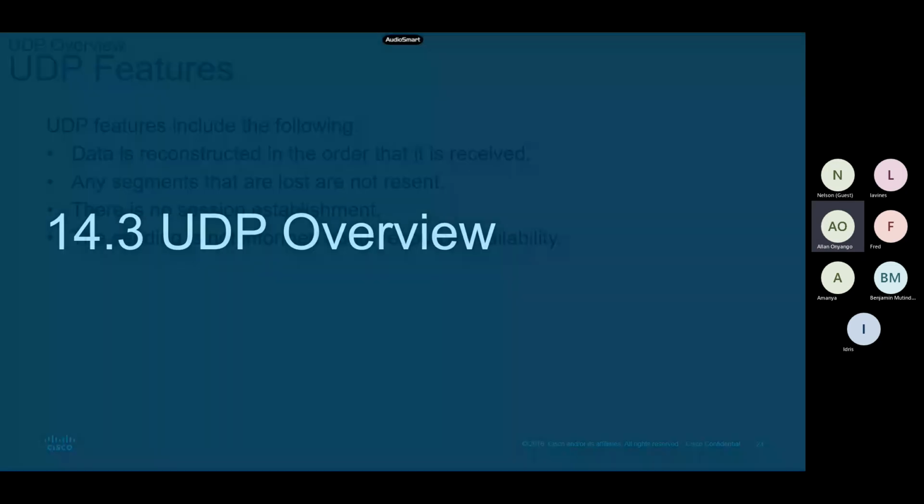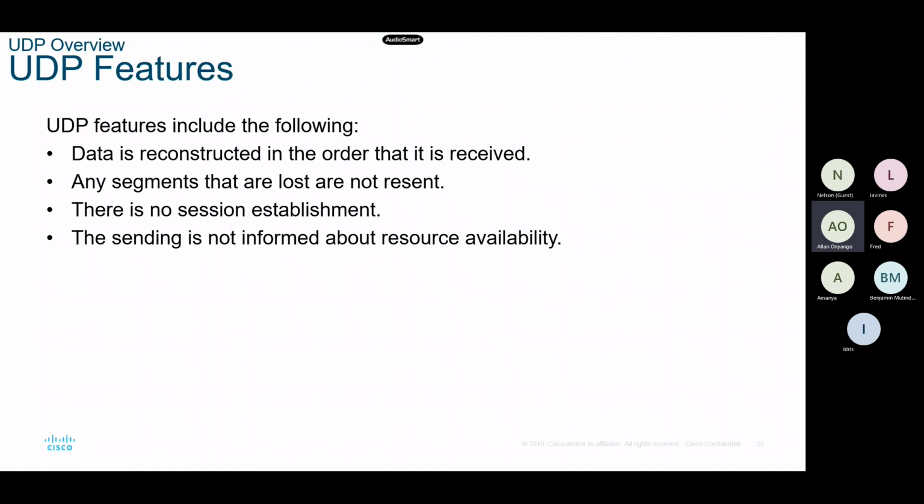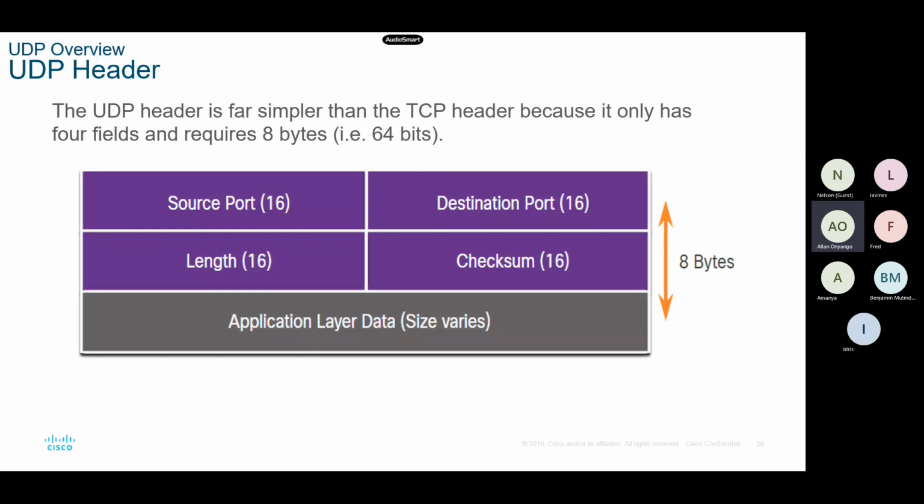Now, for UDP, like I've already mentioned, there's no session establishment. It doesn't resend any data that is lost. Data is just reconstructed in the order that it is received. And they do not send any information about resources availability at the destination. And that's why if you look at the fields for UDP, just source port and destination port, the length and checksum, and that's it. It's a very simple header, and it doesn't have so much detail per se.